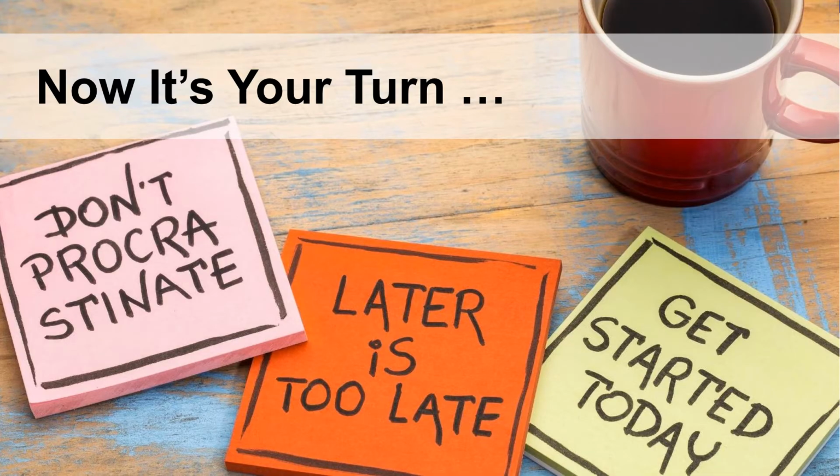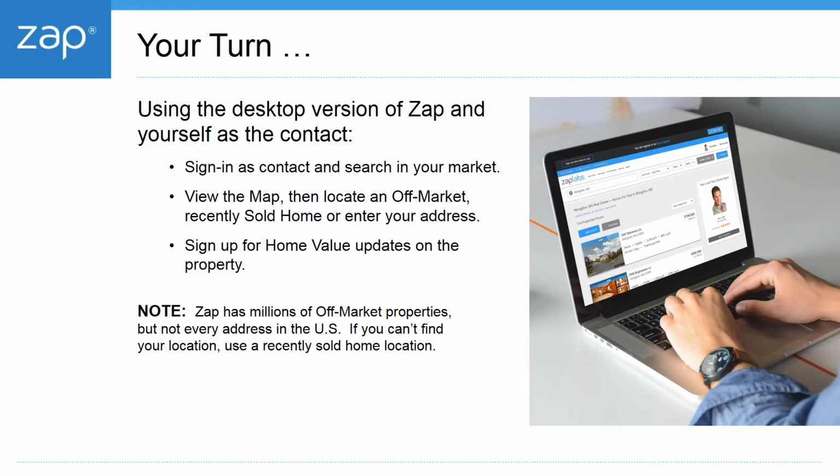Now it's your turn. Using the desktop or tablet version of Zap, set up a home value update for yourself on either your own property or another off-market property. If you haven't added yourself as a contact in Zap, now's the time.